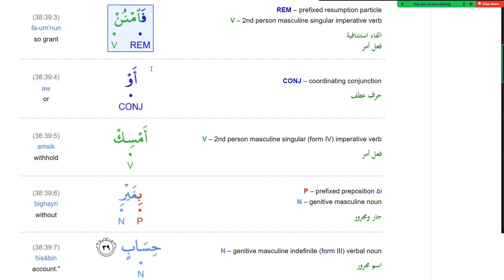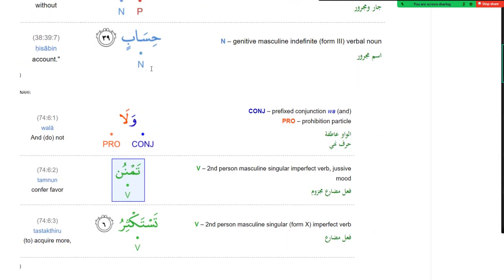Next we have famnun aw amsik bighayri hisab. So grant or withhold without account. It's actually umnun. Since there is a letter before it, it joins and becomes famnun. So grant. Wala tamnun tastakfir. And do not confer favor to acquire more. So what is this? Law of prohibition also makes the mudare majzoom, right? So it was tamunnu, it became tamnun because of the law of prohibition.